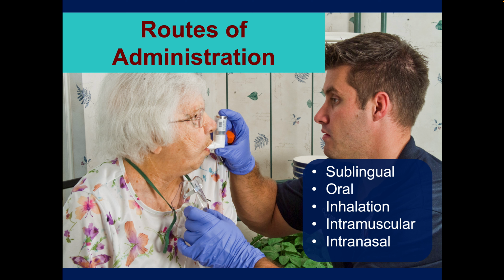So different routes of administration. So sublingual, under the tongue. Orally is by ingestion. Inhalation would be oxygenation, getting air into the lungs. Intramuscular would be in the thigh. That would be epinephrine. Intranasal, of course, is Narcan. It goes up the nose. Probably the fastest administration is going to be intramuscular. Then probably after that would be sublingual. So that's the fastest way that's going to get medication into a person's system.